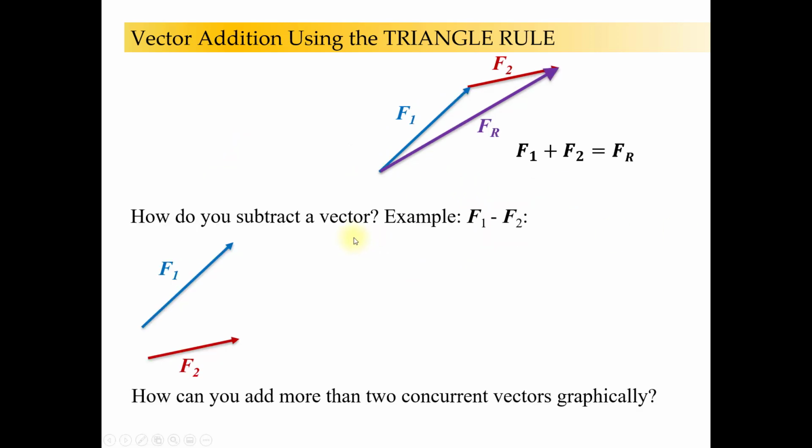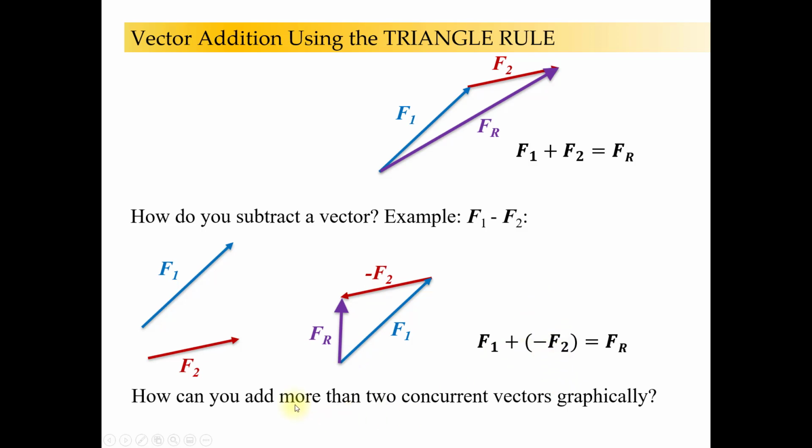How do you subtract a vector? f1 minus f2. Why don't you just add its negative? Like we said earlier, if you put a negative in front of it, you're flipping its direction. So that just means we need to flip the direction of one of the vectors. So if we're doing f1 minus f2, we're going to draw f2 backwards, right? Because it is now the negative, and then the resultant is that. So we're just adding the negative.